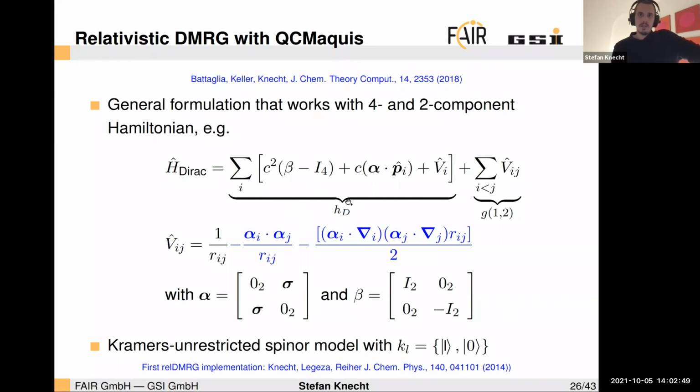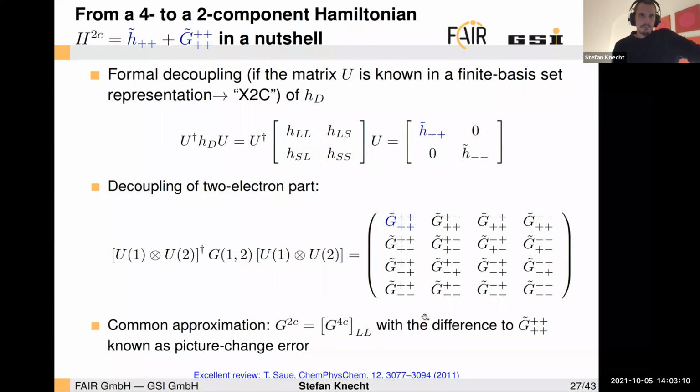The ansatz that we are choosing is a so-called Kramers-unrestricted spinor model. That means our local basis basically consists of whether the spinor is occupied or empty, essentially. And if you want to use an efficient 2-component Hamiltonian, then there's one drawback with existing 2-component Hamiltonians.